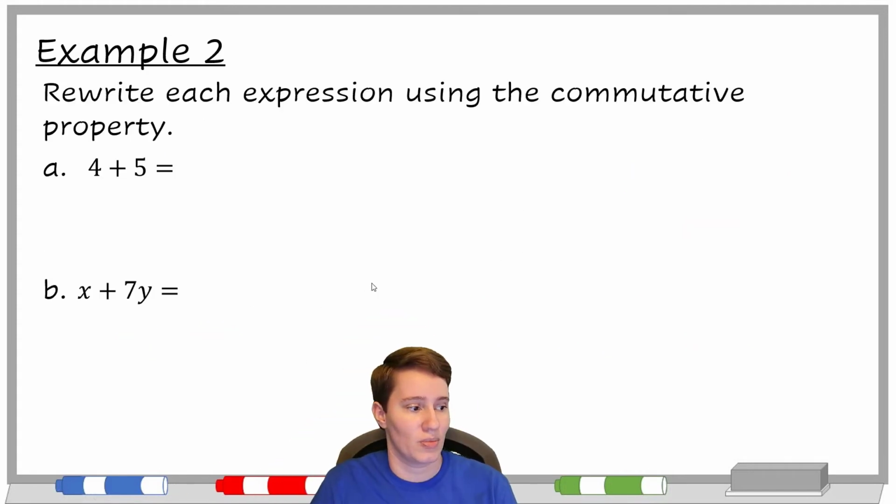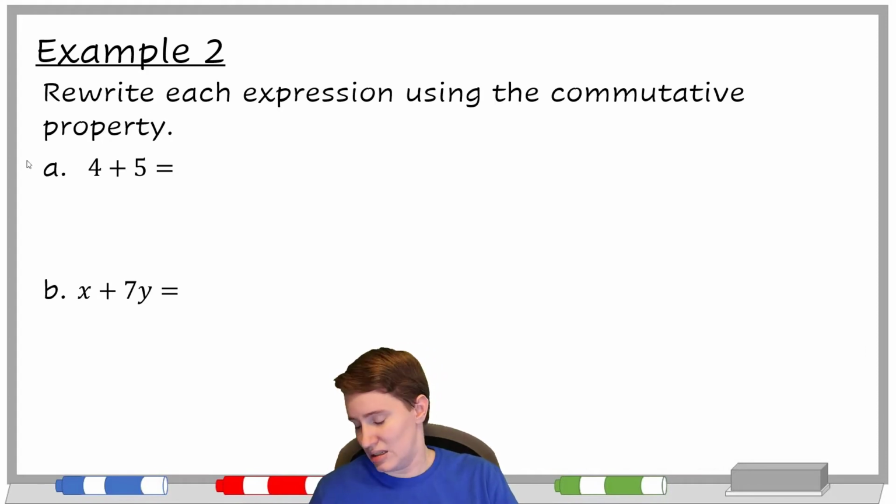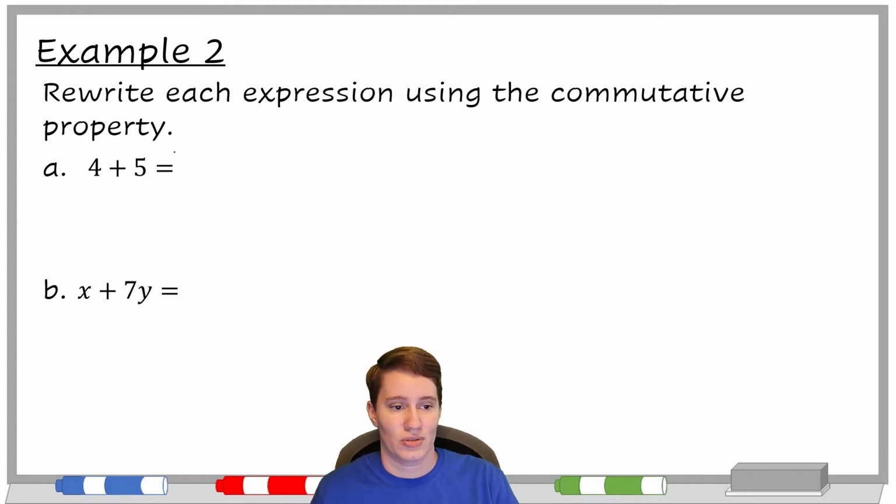Okay, the next type of problem we have is that we're going to rewrite each expression using the property that it lists. So here we're using the commutative property. This is pretty easy. We just want to say, okay, it is 4 plus 5 right now, so let's write it the other way, because that's what the commutative property says to do. And that's it. That's our answer.